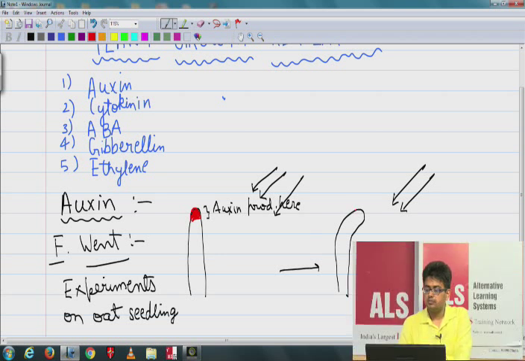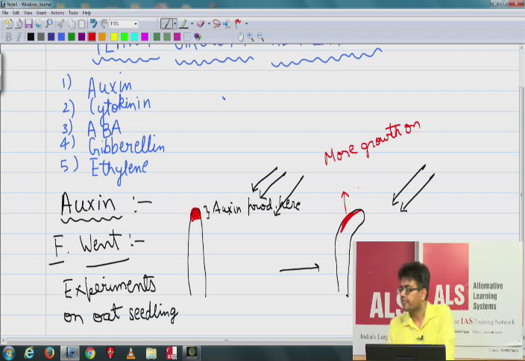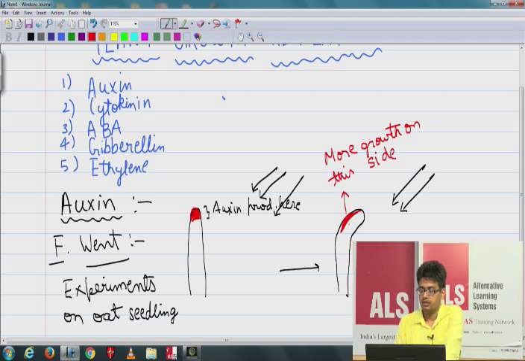This is called phototropism. Oxygen will escape to this region. More growth on this side. Less growth on this side. This is called phototropism.